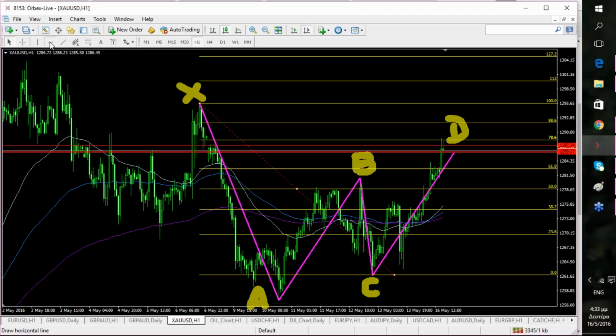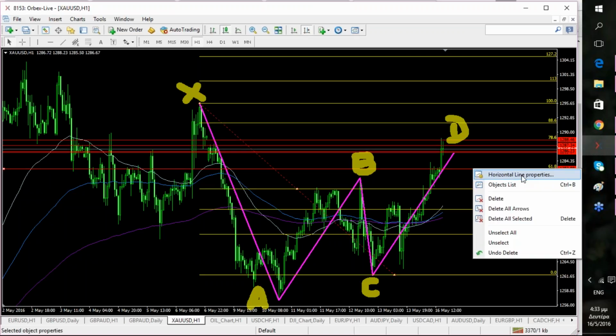Okay, but in this case, because I pull X to C, I'll just mark 78.6. I don't need to mark 61.8 actually, but I'll just mark it for practice purposes so that we might look at that as a potential sell off area later on as well.